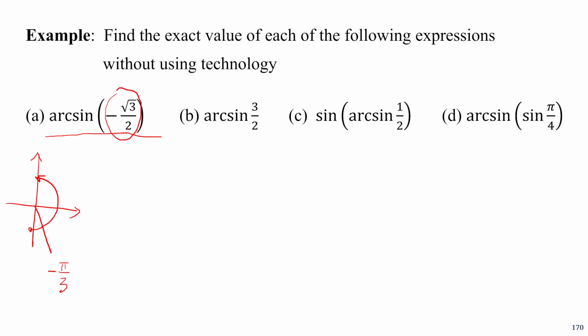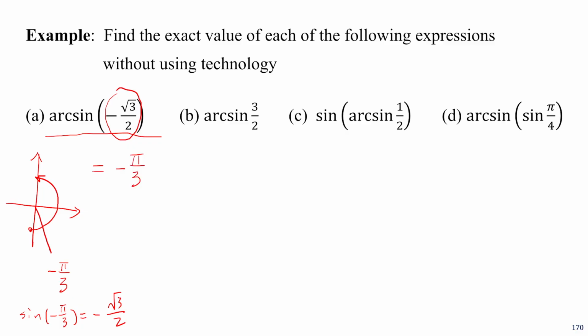Because we know sine of negative third pi will give you negative square root 3 over 2. Therefore, arc sine of negative square root 3 over 2 should equal negative third pi, right? So that equals negative third pi. Did you get it?